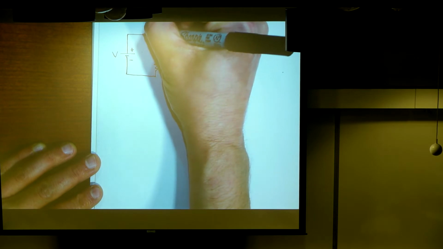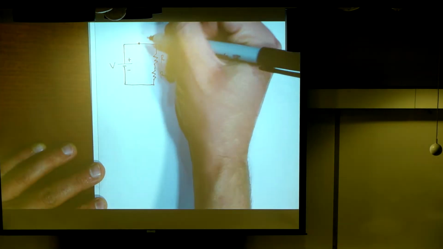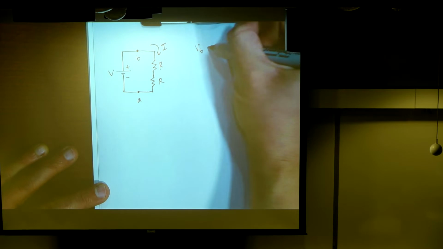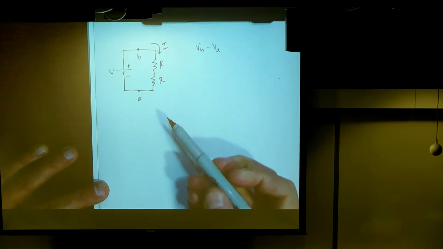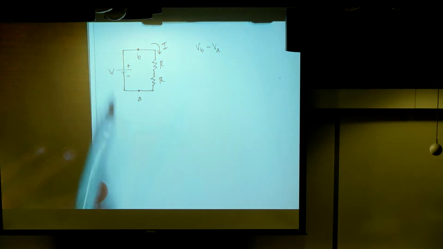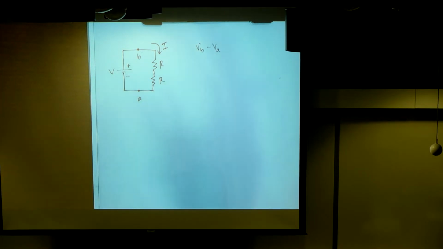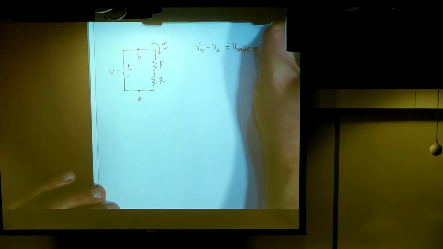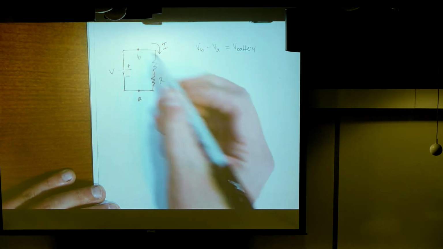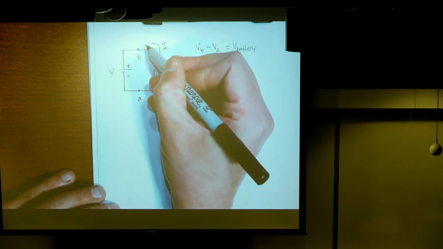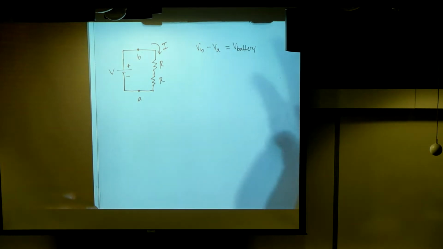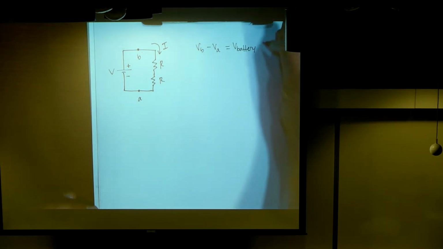Now I'm going to label 2 points on our circuit. Let's call this point B up here. Let's call this point A down here. So the potential difference between points A and B, this means I'm starting at point A and I'm going to point B. This can be found 2 different ways. I can either go across the battery to get from A to B, or I can go across both of these resistors to get from A to B, right? And either way I go, I should get the same result because I'm talking about the same 2 endpoints.